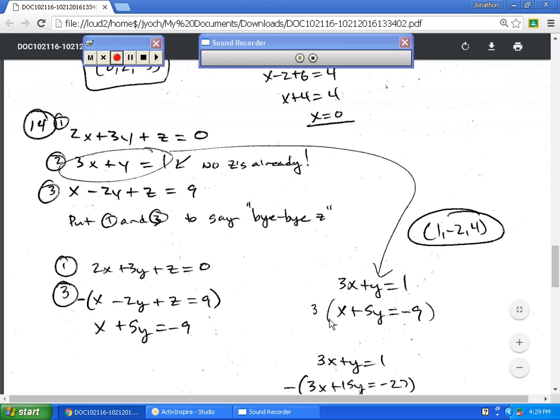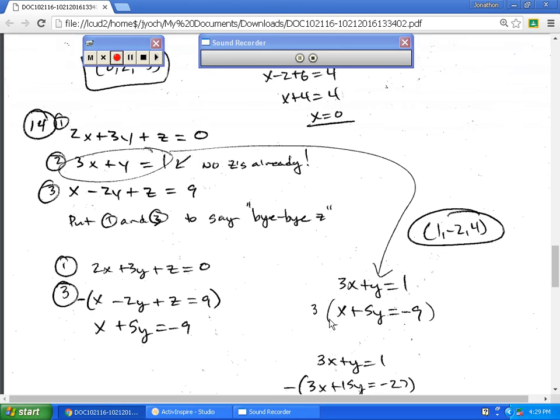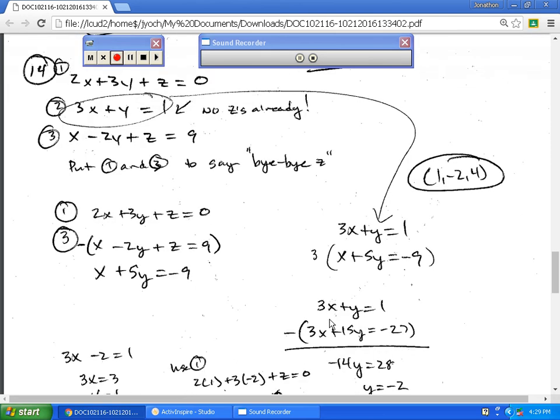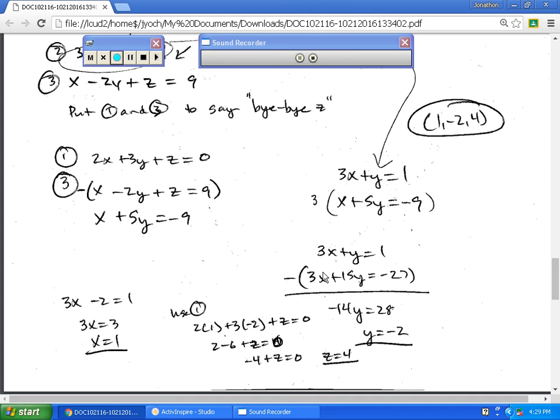Put them together right here. Maybe I want to get rid of the x's, so I multiply everything in the second equation by 3. Then I have 3x and 3x, same sign. I use subtraction. I'm going to have 1 minus 15, negative 14y equals 28, so y is a negative 2.